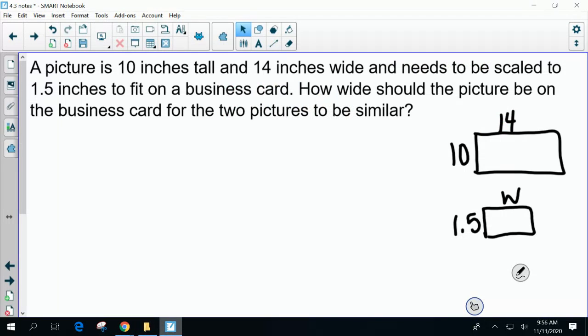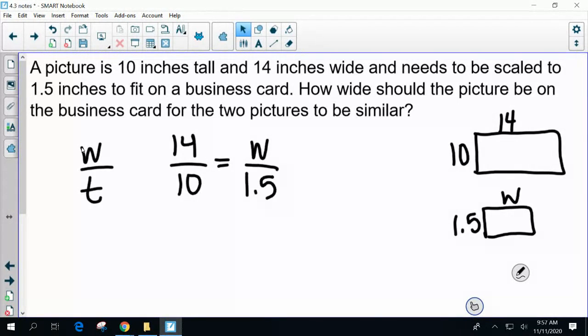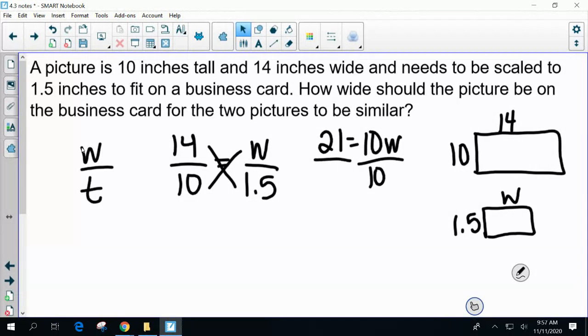All right, if I set up this proportion, I'm going to do the same thing I did last time, where I have the width over how tall it is. So I would do 14 over 10 equals W over 1.5. Then I cross multiply. So I get 21 equals 10W, and divide by 10. So W equals 2.1, and our label was inches.